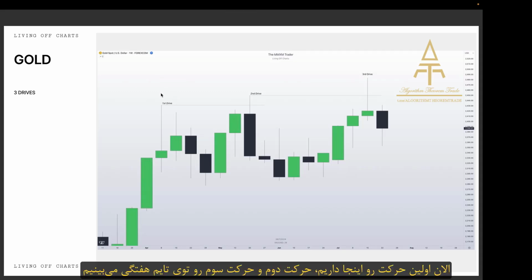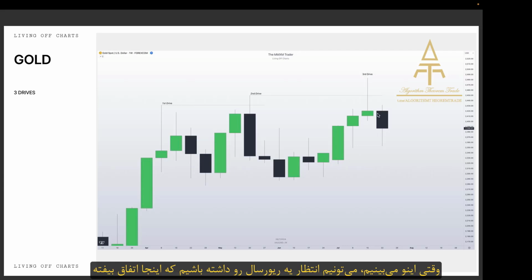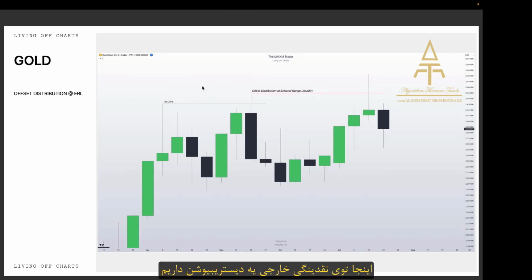We're looking at the first drive here, second drive here, and then we have a third drive here on the weekly chart. So when we see this, we could anticipate a reversal to occur here. Keep in mind, this is a weekly chart, so these are weekly candles. We have offset distribution at external range liquidity.